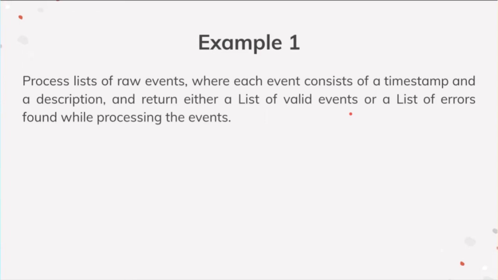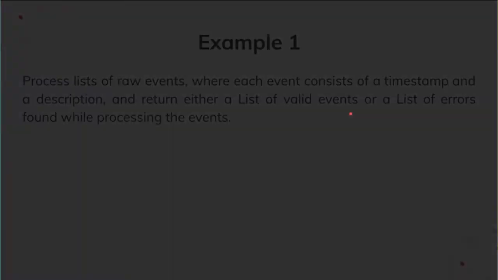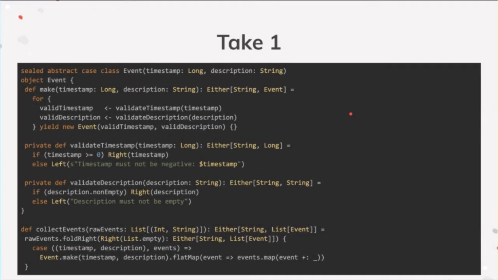And for collecting events, we have this method collect events that receives a list of raw events. These raw events will be simple tuples of int and string, representing the timestamp and the description, and will return either an error message or a list of valid events. So here, as you can see, I needed to use fold right, and this logic looks a little ugly to implement.